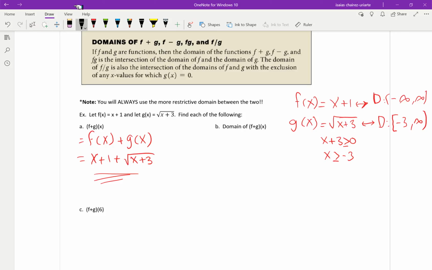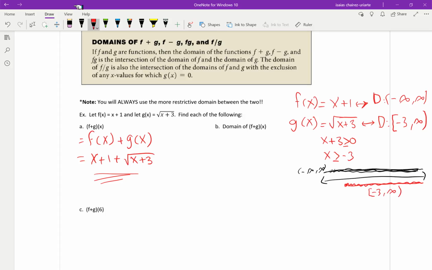So let's see. You can think about it like this. The domain of f of x is absolutely everything. It's negative infinity to positive infinity. So all the way from the left to all the way to the right. The domain of g of x is from negative 3 to positive infinity.